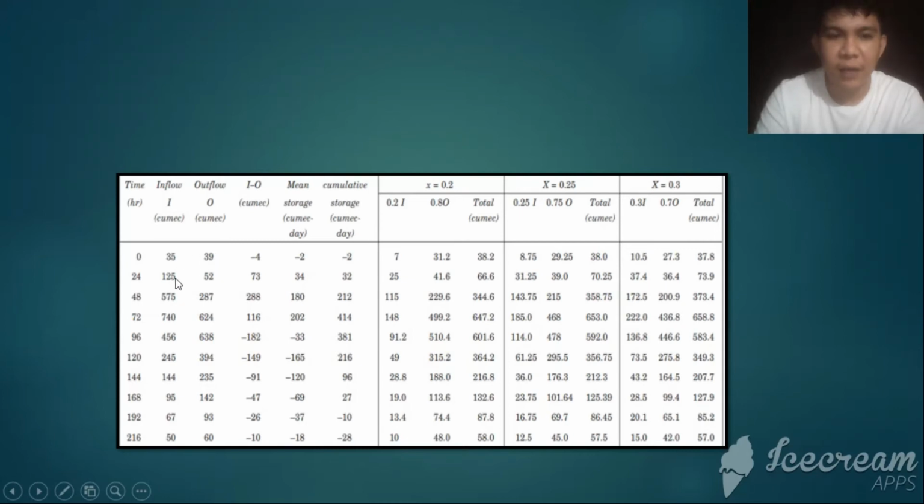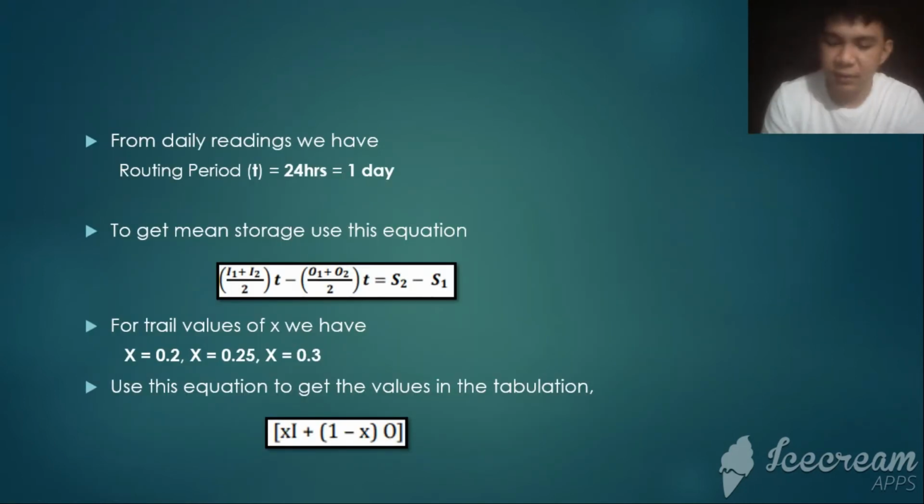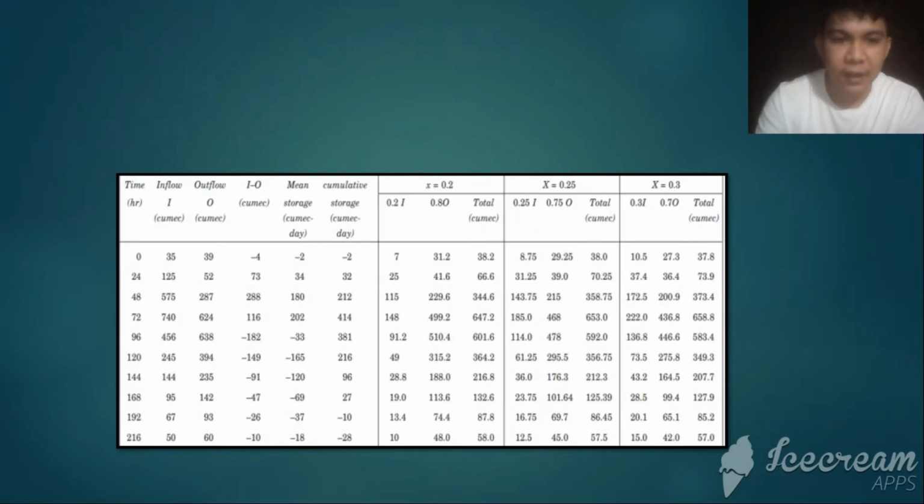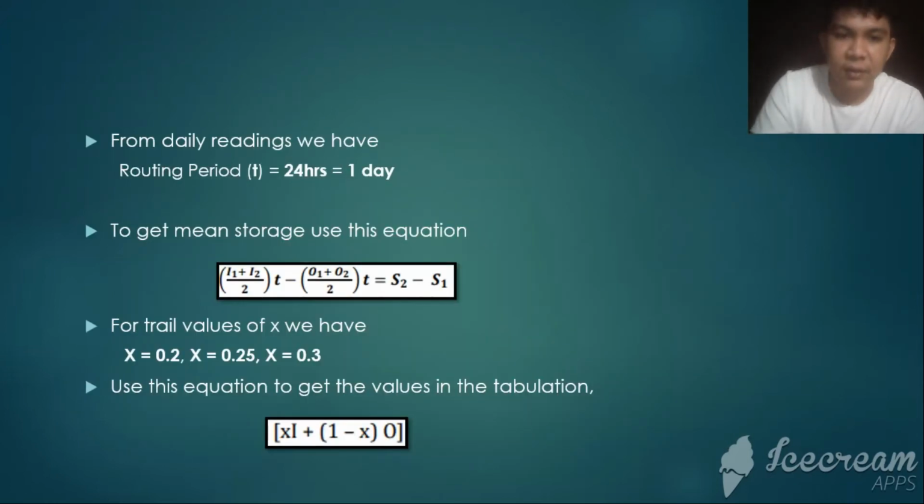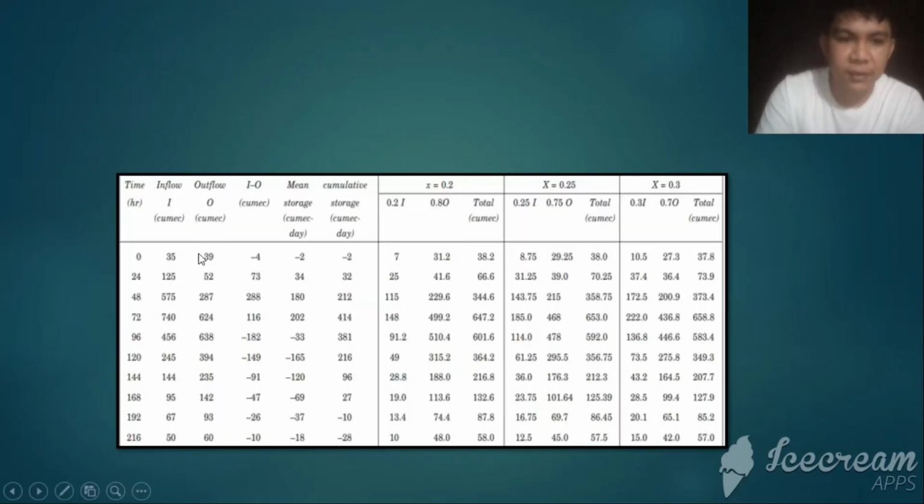For the second row, the data from the first row is included. The I1 is now the second row value and we have I2 from the first row. We use the same formula again: I1 of 125 plus I2 of 35, divided by 2 times the time interval T of 1 day, minus the outflow. The outflow is 52 for O sub 1 and 39 for O sub 2, divided by 2 times the 1 day interval. Calculating, we get 34.5.